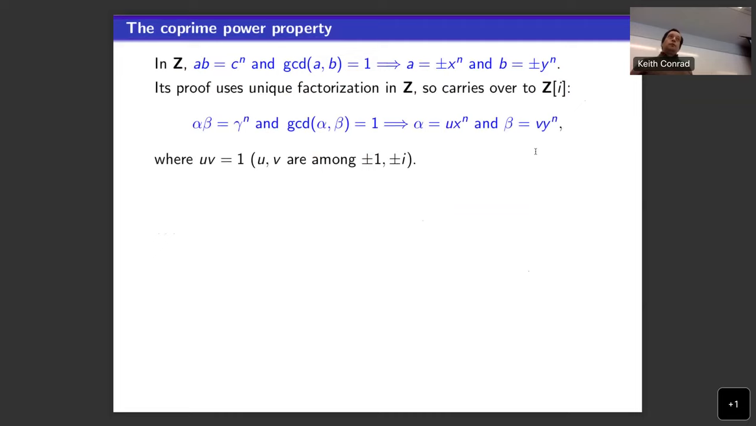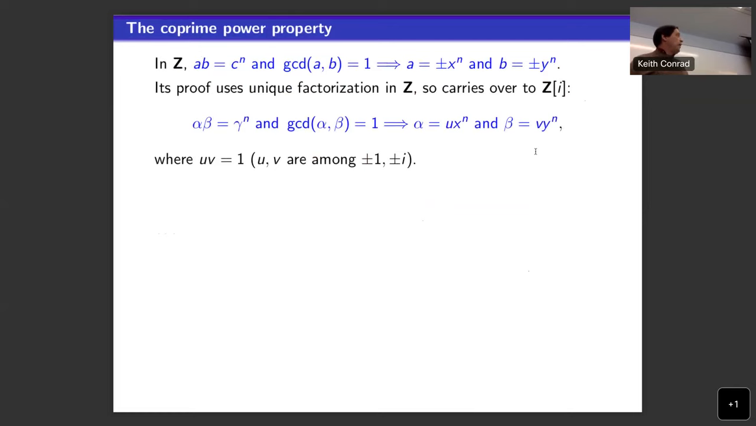So how are we going to use this? Well, in the integers I mentioned before, we have this coprime power property. Any product of relatively prime integers equal to a power, they are both themselves powers to the same extent. But if we're working in Z rather than Z plus, we should allow some ambiguity with plus or minus signs, like -4 times -9 is 6 squared, but -4 and -9 are not themselves squares, although they are up to sign.